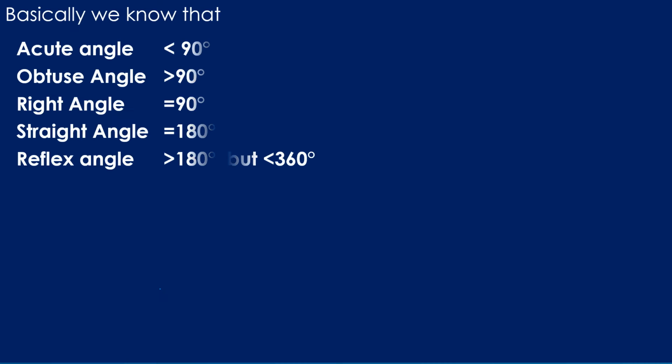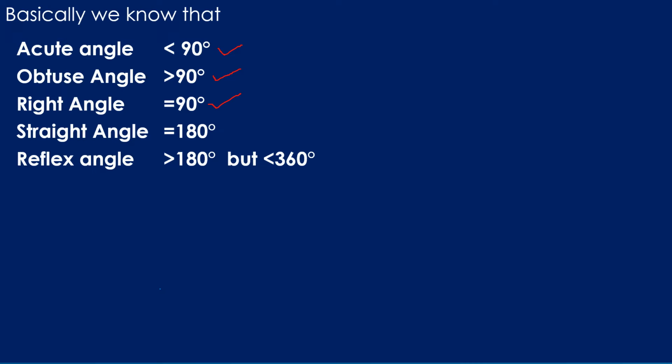Basically, we know that there are different types of angles. One is acute angle. If the angle is less than 90 degree, then we call it as acute angle. And the second one is obtuse angle. If the angle is greater than 90 degree, then we call it as obtuse angle. The next one is the right angle. If the angle is equal to 90 degree, then we call it as right angle.